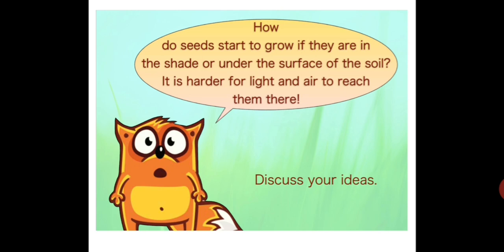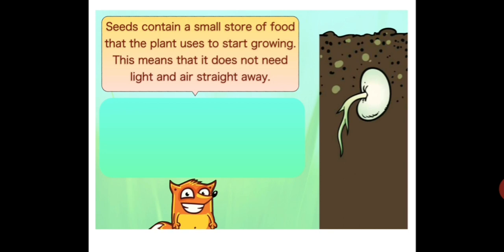Okay, welcome back. I'm sure you had some great ideas there. Let's have a look. So the seeds actually contain a small store of food that the plant uses to start growing. And this means that it does not need light and air straight away. It gives the seeds a little bit of food, just enough to grow some shoots for the roots and a shoot up out of the soil until it can start making its own energy through photosynthesis in the leaves.